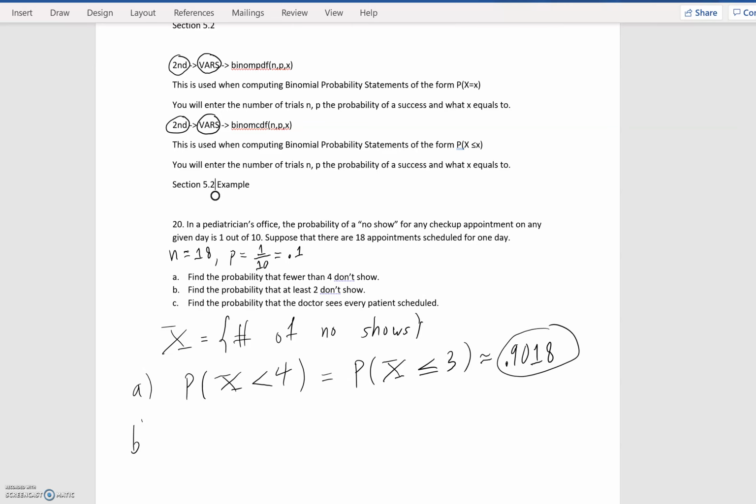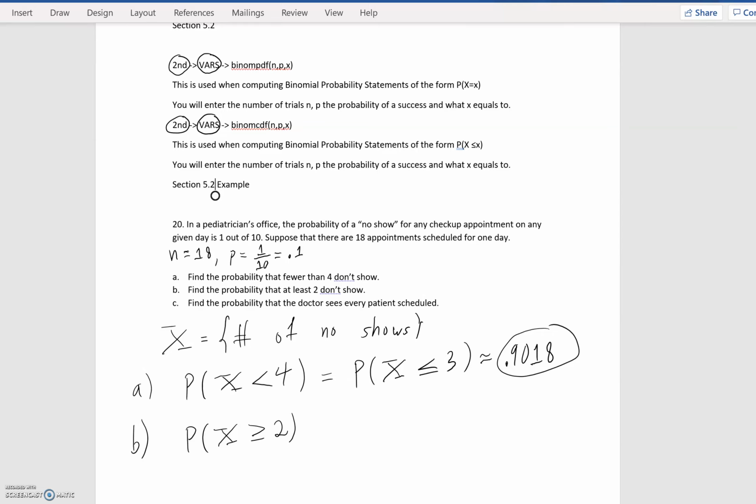Part B, we want to find the probability that at least 2 don't show. So that would be the probability of capital X being greater than or equal to 2. Okay, this is annoying to compute.